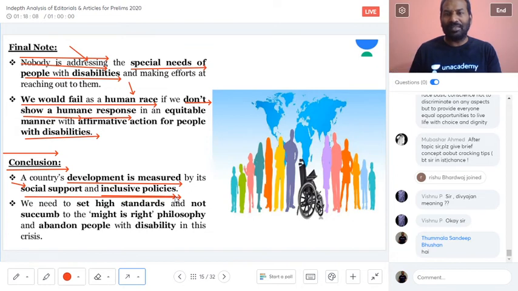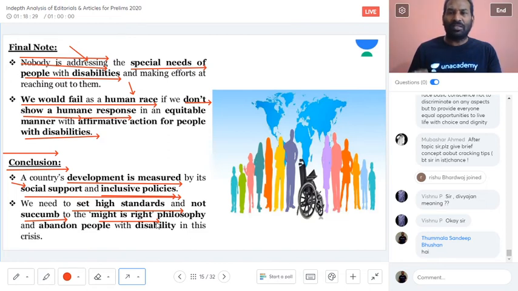I was repeatedly saying inclusive society. That is the keyword, the key phrase, which is very important for prelims or mains in regards to the social prejudice against persons with disabilities. And we need to set high standards, not to succumb to might is right. Please do understand, this is very important.